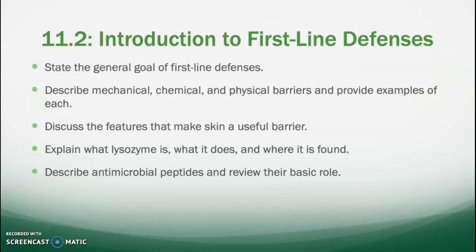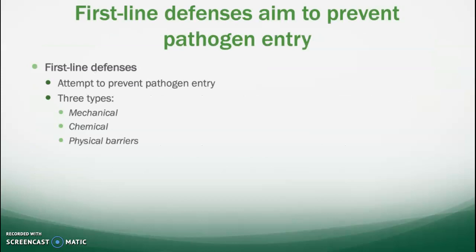Peptides should remind you of proteins. These are actual proteins that our body can produce that are antimicrobial, and I'll talk a little bit about that as well. So the whole job of the first line of defense is to prevent the pathogen from getting inside of us. So it's to prevent that pathogen entry. First line defenses attempt to prevent this pathogen entry, and there are three types. We have our mechanical, our chemical, and our physical barriers.